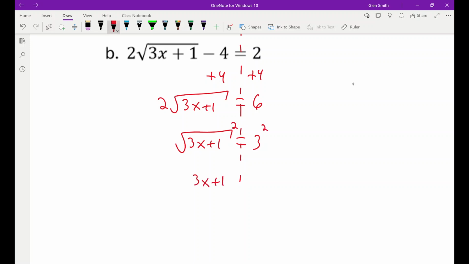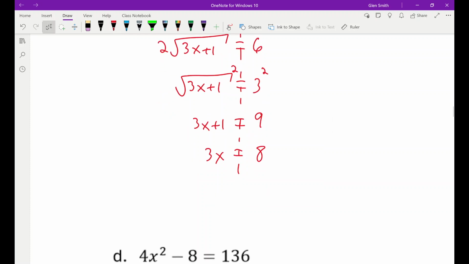And when we do that, we get that 3x plus 1 is 9. So we're going to subtract 1, which is going to give us 8, and 3x on the left side, right? And then we're going to divide by 3. So we get x is equal to 8/3.